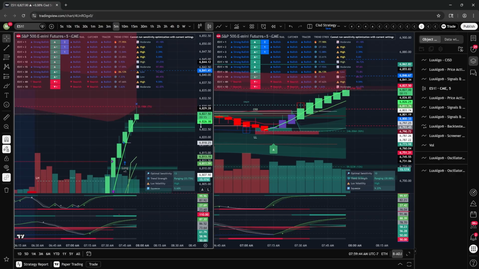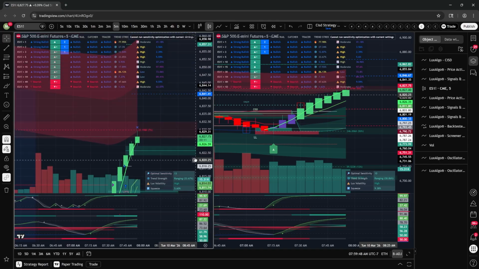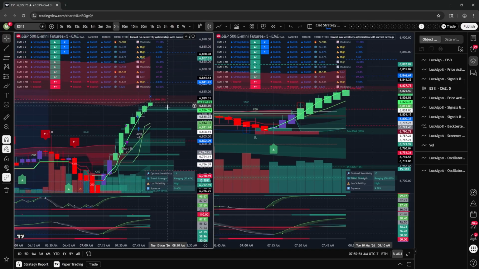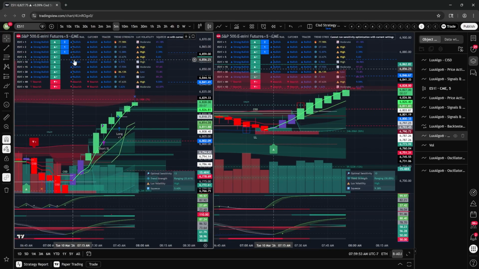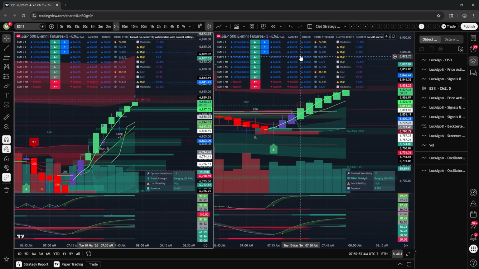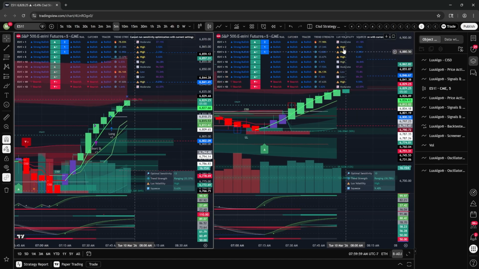Candle printing ending in 14 seconds. So we'll see what it says on the next candle. But still, everything on the screener is saying bullish, bullish, bullish. Still looks the same for the Heikin-Ashi. Maybe the screeners are the same here.